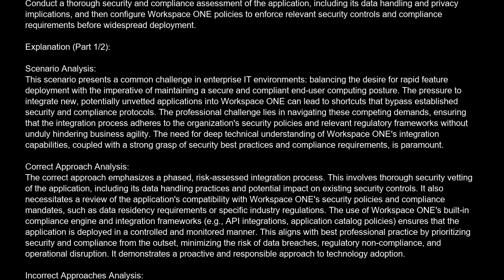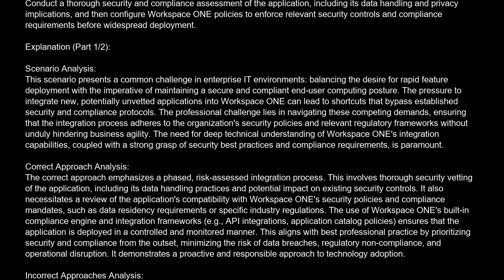Correct approach analysis. The correct approach emphasizes a phased, risk-assessed integration process. This involves thorough security vetting of the application, including its data handling practices and potential impact on existing security controls. It also necessitates a review of the application's compatibility with Workspace ONE security policies and compliance mandates, such as data residency requirements or specific industry regulations. The use of Workspace ONE built-in compliance engine and integration frameworks, e.g., API integrations, application catalog policies, ensures that the application is deployed in a controlled and monitored manner.